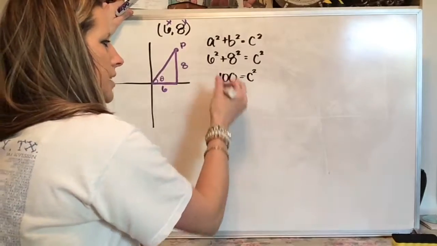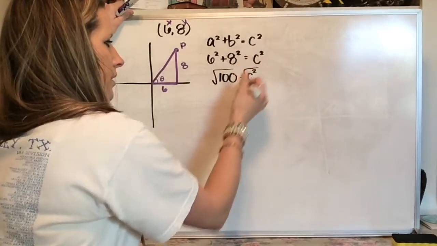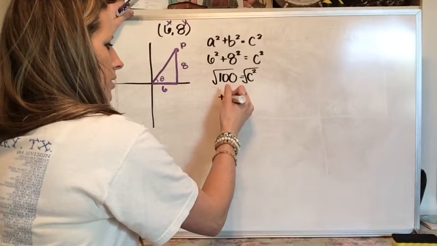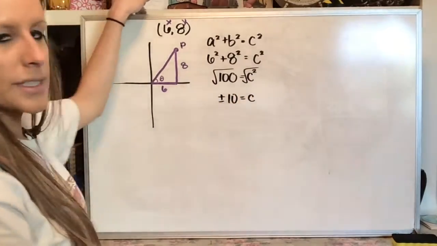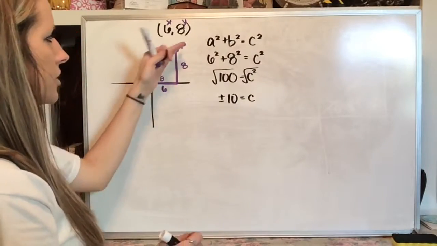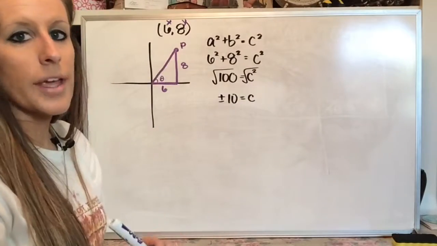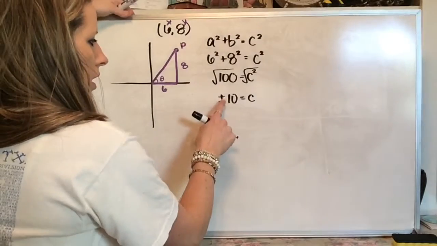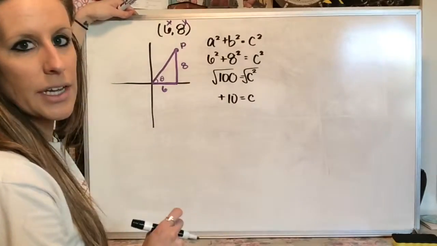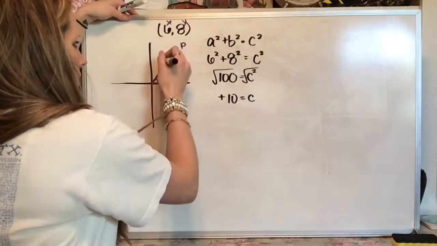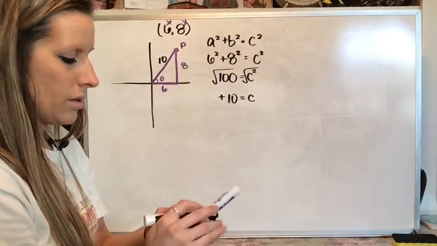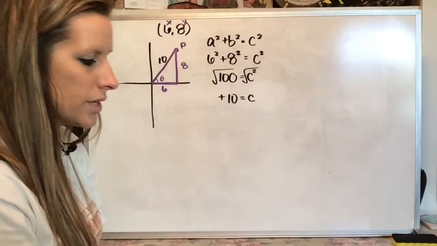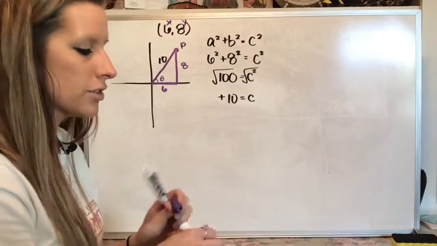If I want to find c, I'm going to take the square root of that, and I get plus or minus 10. Now, like we said before, my vector, my r, is always positive. So it's just going to be a positive 10. You don't have to worry about the negative 10. Okay? All right. So now we're going to find all 6 trig functions.